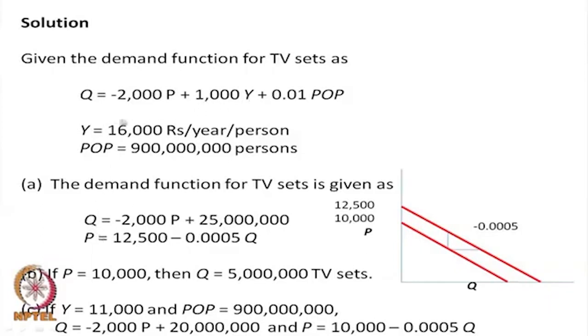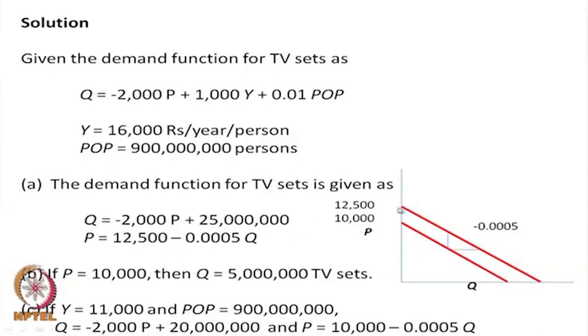So, if I put values of Y here and of pop here, then I get a constant which is 25 million. So, Q is equal to minus 2000 P plus 25 million, and P thus is equal to 12,500 minus 0.0005 Q. So, if I plot P against Q, it will have a negative slope equal to minus 0.0005. That is what I have shown here. The intercept is 12,500.